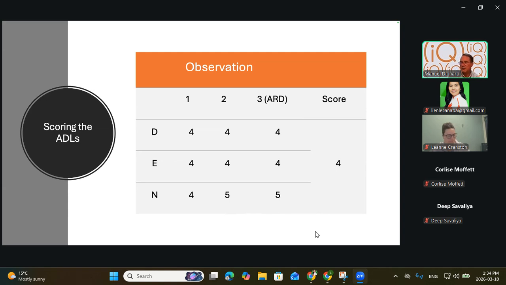Same scenario we just saw, except we have an extra 5, an extra maximal assistance. However, the result is the same. We have to go with 3 the same. So 3 the same are 4s. So we end up with a 4. We're focusing on the 3 least dependent events.